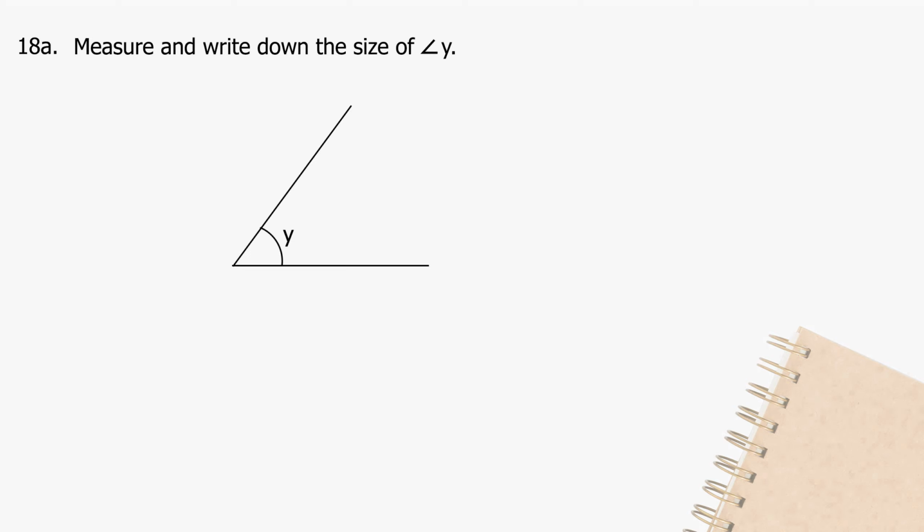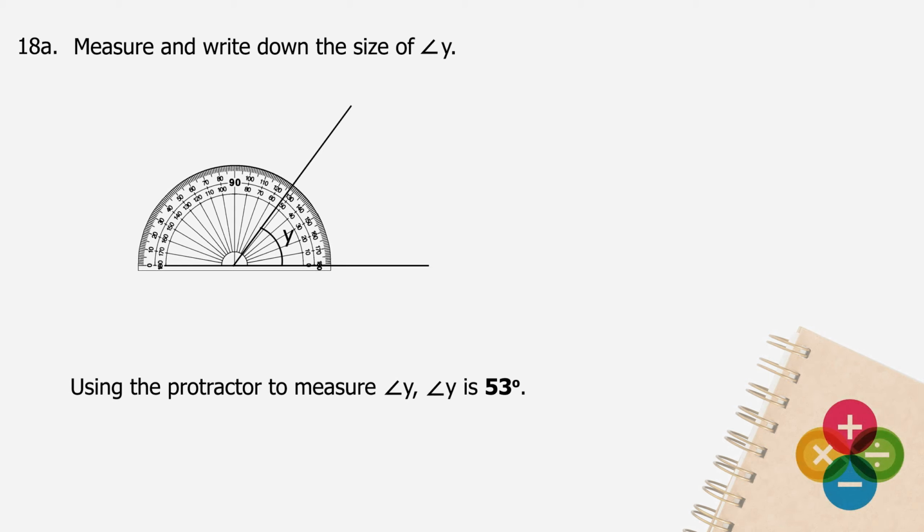Question 18 A. Measure, and write down the size of angle Y. Using the protractor to measure angle Y. Angle Y is 53 degrees.